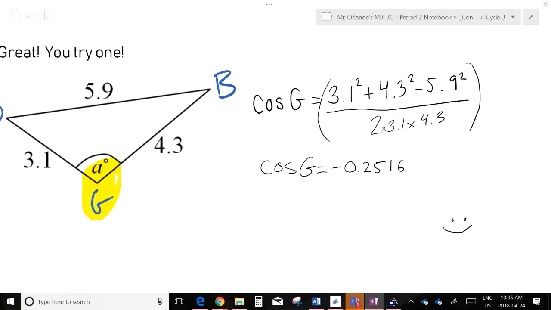So listen, this actually adds a bit of a wrinkle. With sine law, you could never get a negative number, so you never had to worry about this. With cosine law, sometimes the numbers are negative. Don't ignore the negative. The negative is part of the answer.